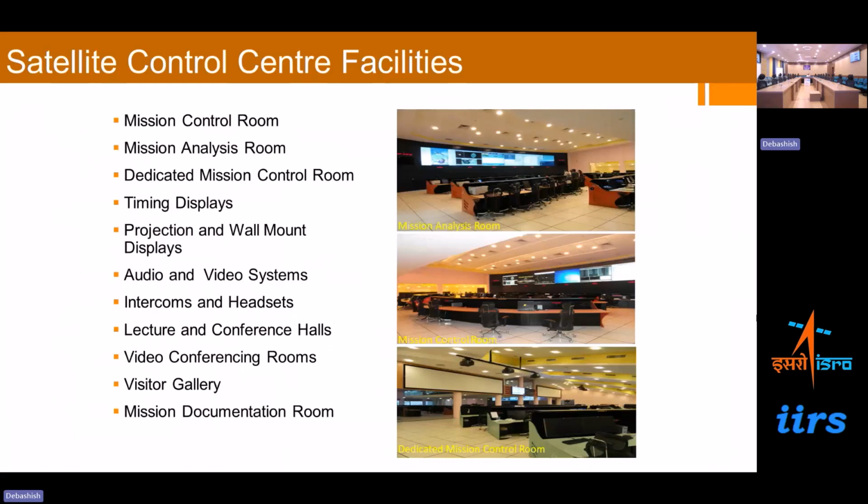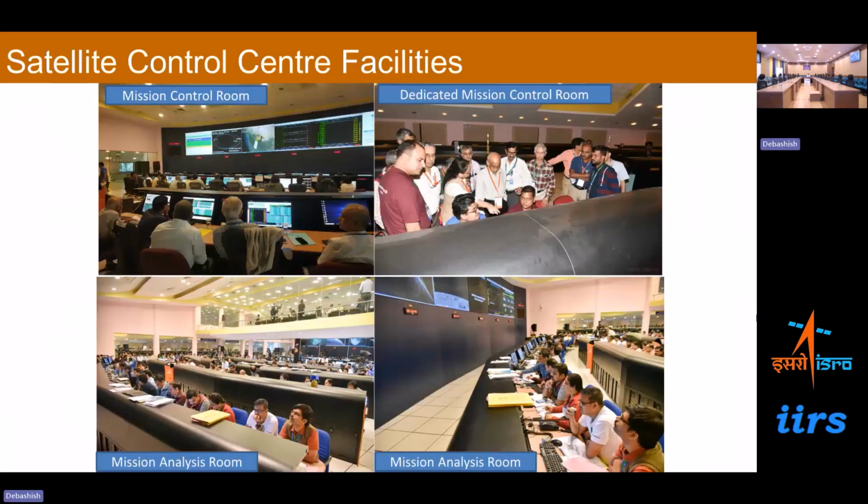We do have a lecture hall. Then video conference hall, gallery, then mission documentation room. So a typical control center should have all these facilities. Here I pointed out a few, just to give an idea of what a control center looks like. And if you see the right hand side, there are some pictures. I think you might have seen these pictures during the Chandrayaan-3 landing time. These are a few other pictures which were captured during the mission, which show the mission control room, mission analysis room, dedicated mission room.